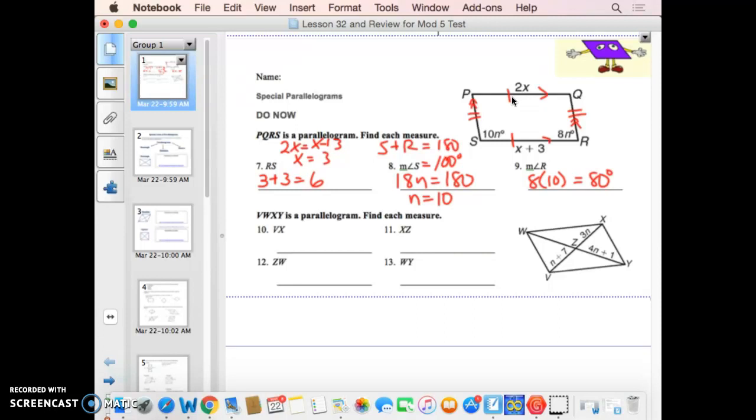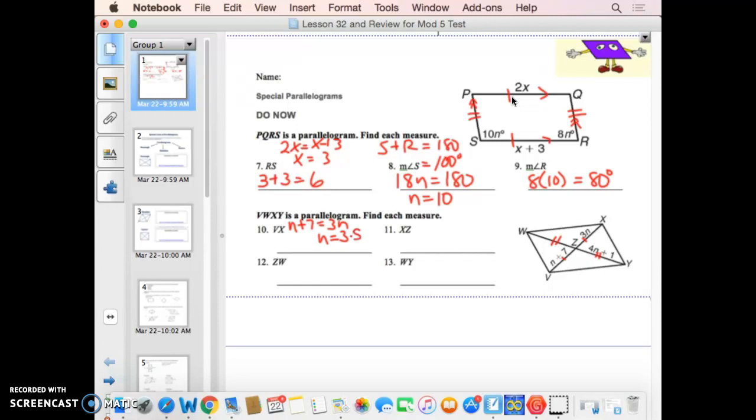All right, down here you want to find each measure. Well, now we're talking about diagonals. And so I know that this diagonal is congruent to this diagonal, and this diagonal is congruent to this one. So I want to find VX, that's that whole length. So first I have to figure out what n is. So n plus 7 equals 3n. So then I'm going to subtract 1n, and I get 2n equals 7, and then I divide, so n equals 3.5.